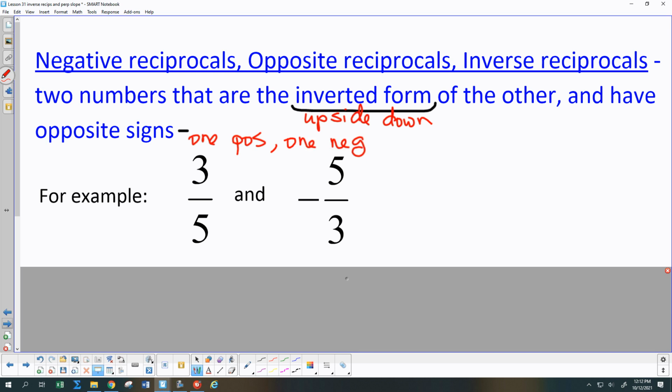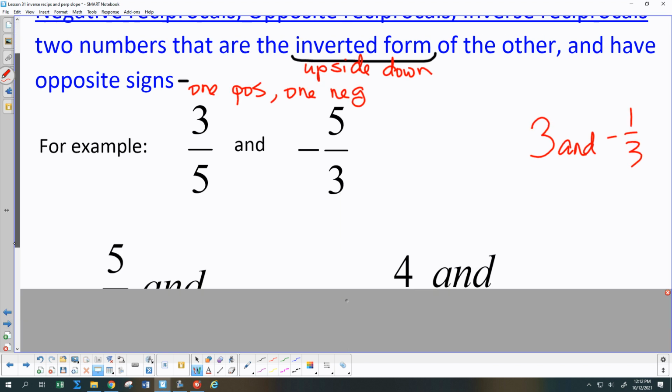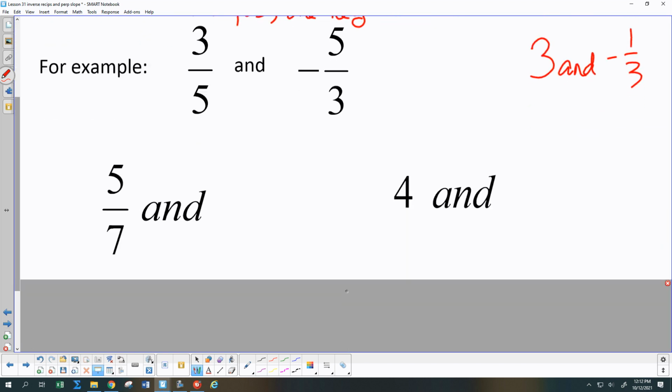Ted already gave us, what'd you say? 3 or negative 3? What'd you start with? 3 and negative 1/3. Here's another example, 3/5. Turn it upside down, we have 5/3. First one was positive, second one is negative. Now you guys are going to fill in some of these for me. 5/7. What would that inverse reciprocal be? Make it the opposite. So negative 7/5. One positive, one negative, just turn it upside down.